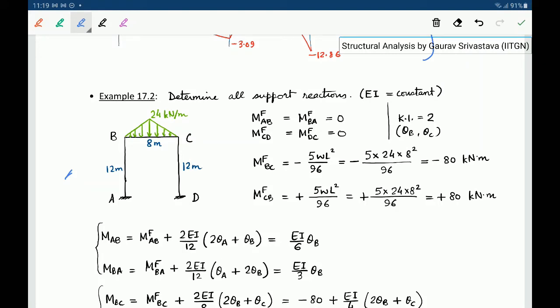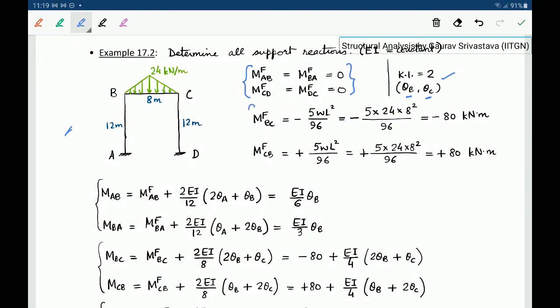Now again, for members AB and CD, there is no externally applied load, so the fixed end moments are 0, right? The kinematic indeterminacy of this system is 2 because there are two unknowns, theta B and theta C, right? Since this is a symmetrically loaded frame, there will be no sway, so there will be no horizontal movement of the beam at B or C. The fixed end moment for this triangular load can be calculated like that. So for BC, these are the fixed end moments, and again, we are considering a clockwise positive sign convention.